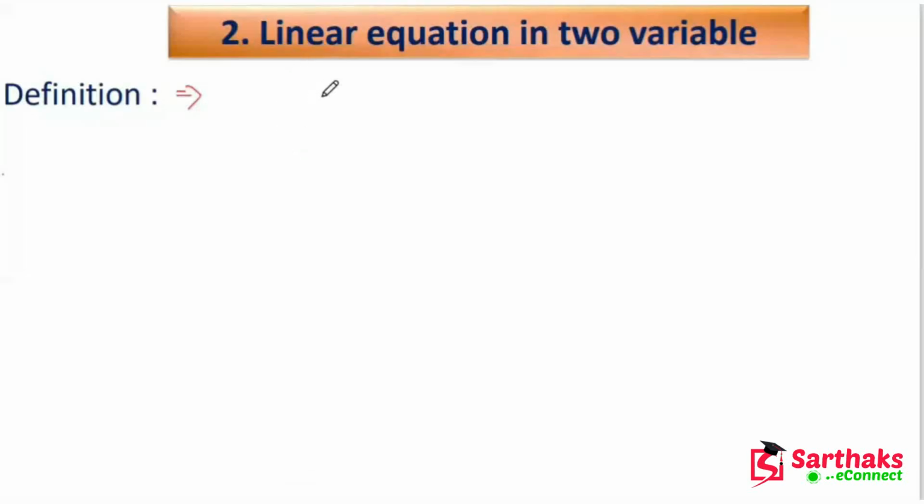The standard form of the linear equation in two variables is ax plus by plus c equals 0. This is called the standard form of linear equation in two variables.